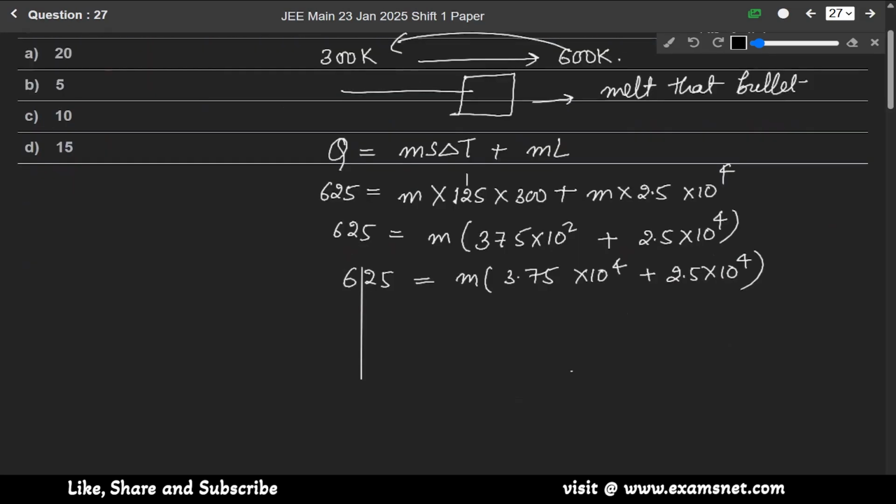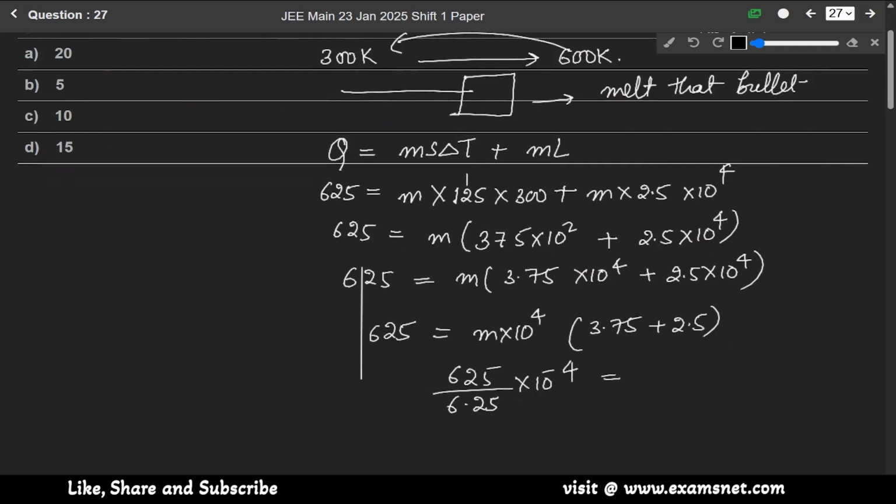Okay. Now taking 10 to the power 4 common, we'll get 3.75 plus 2.5 equals to 625. So when we solve it, we get 625 over 6.25 and 10 to the power minus 4 equals to m. So this will be equals to 10 to the power minus 2 equals to m. Okay.